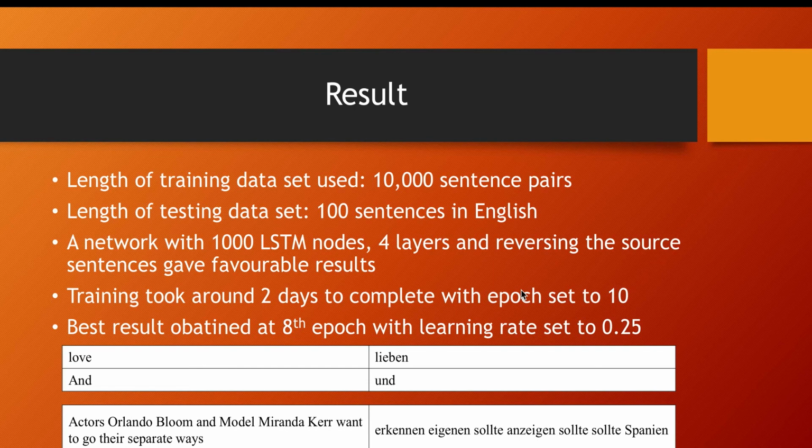Also, when I reversed the source sentences individually, it gave me favorable results. So the training took around 2 days to complete with an epoch set to 10, and the best result was obtained at 8th epoch with a learning rate set to 0.25. So the successful conversions were the word love was converted to Lieben in German and was converted to und, and similarly a sentence translation is also given.